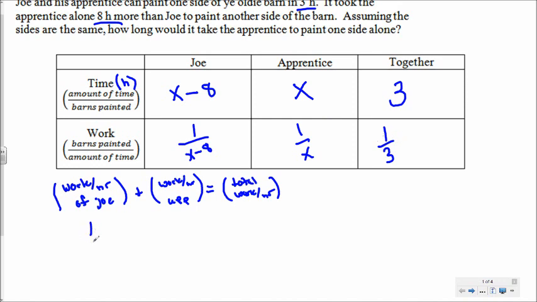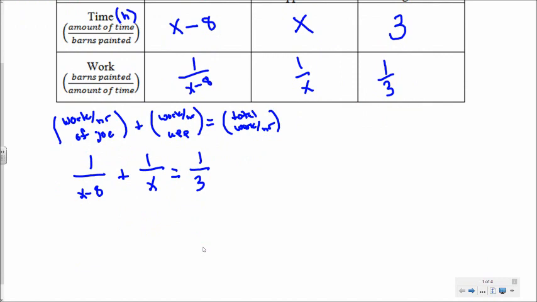So Joe can complete 1 over x minus 8 sides of the barn per hour, plus the amount that his apprentice can complete per hour would equal the total amount of the barn that they do together per hour, which gives me an equation relating my variable with some numbers, which I should be able to solve. It's a fraction equation. I'll solve by multiplying by the LCD. So I'll need a factor of 3 to cancel out the 3, a factor of x to cancel out the x, and a factor of x minus 8 to cancel out the x minus 8.